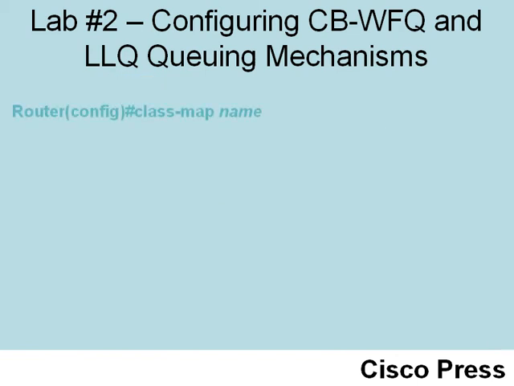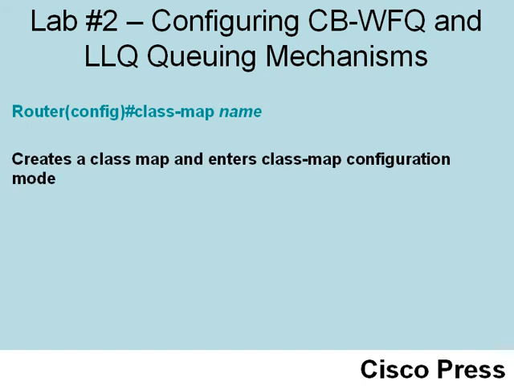In step 1 of MQC, the first thing we do is we create a class map. In fact, we're going to create 2 class maps in this lab. We're going to say in global configuration mode, class-map, and give a name of that class map.